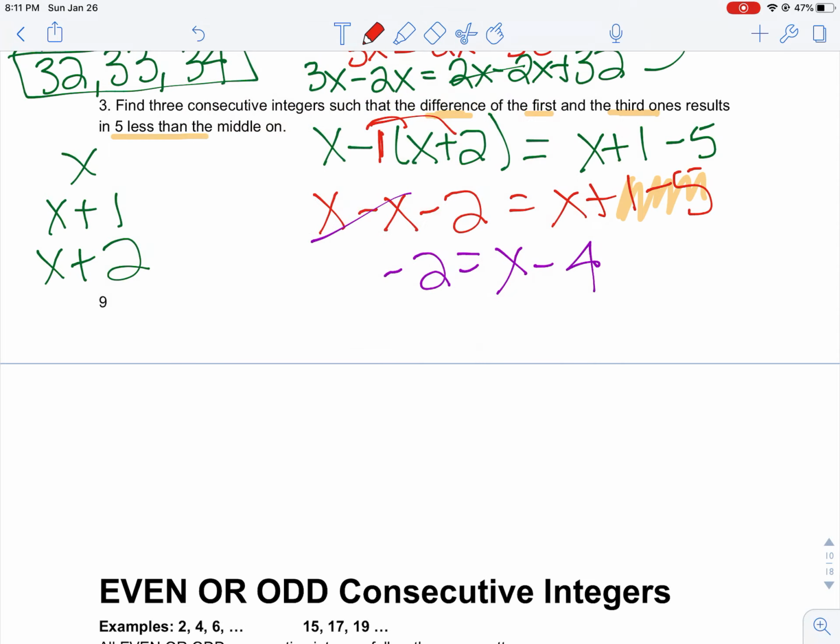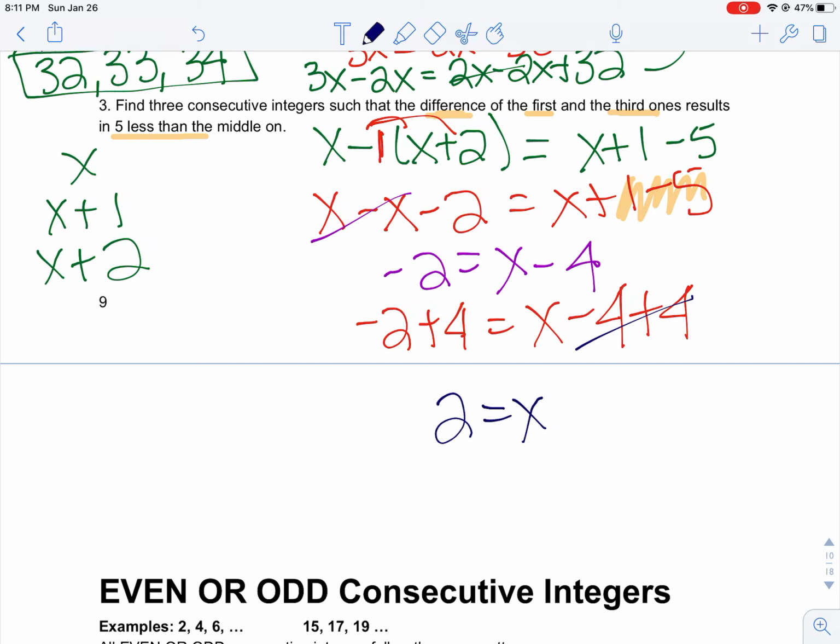Last up, I need to add 4 to both sides. So those cancel. Negative 2 plus 4 gives me 2. So in this case, my first one's 2. My next one's 2 plus 1, which is 3. And my next one is 2 plus 2, which gives me 4. So those are my answers.